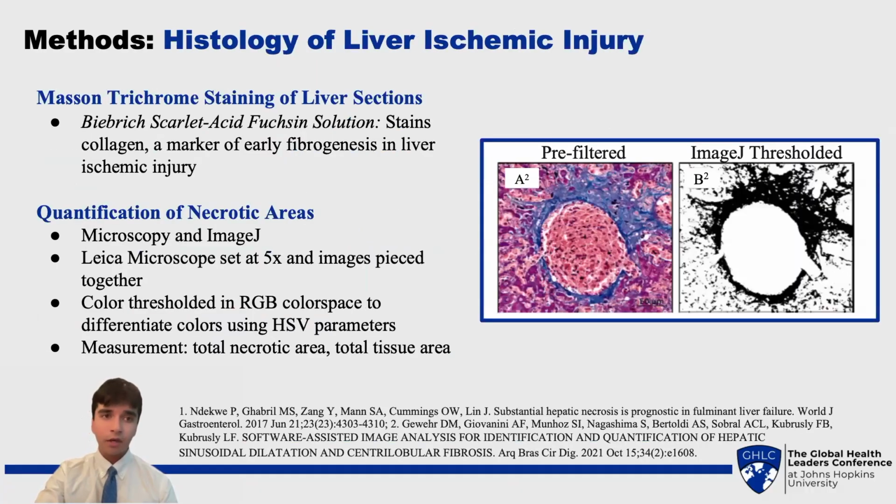I then performed a Masson trichrome stain using a Biebrich scarlet acid fuchsin solution to highlight the collagen for fibrosis. You can see an example of this in figure A, where there is this general area of fibrosis in blue surrounding the vasculature on the liver. I then used a Leica microscope at 5x to take numerous pictures and piece them together very carefully. Once I had a full sample, I used the NIH's ImageJ to quantify necrotic areas. You can see a general example on figure B here on the right of the threshold.